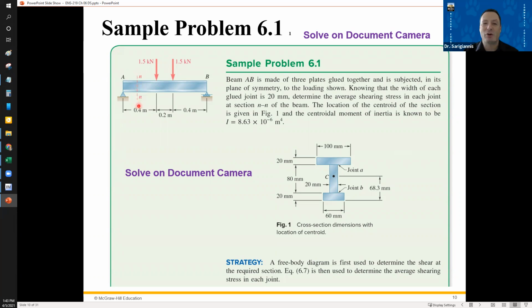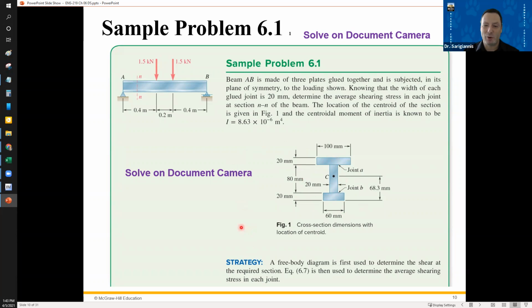The location of the centroid is given in figure 1. There's the centroid. So they actually calculated the centroid for you. Very nice of them to do. 68.3 millimeters from the bottom. And the centroid moment of inertia is 8.63 times 10 to the minus 6th. So this is the moment of inertia of the beam.